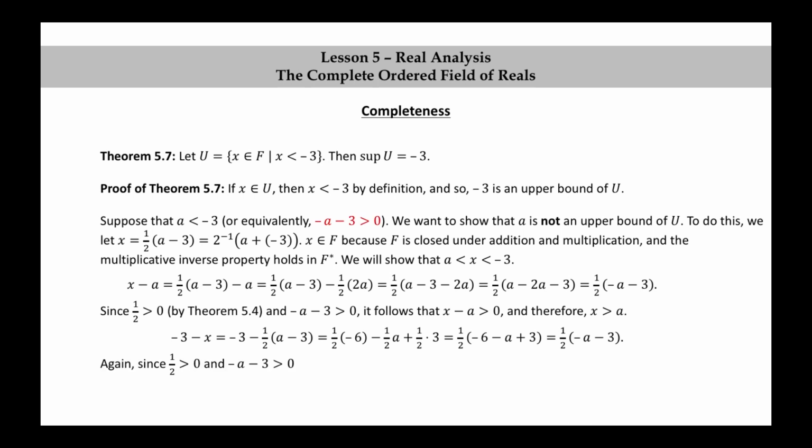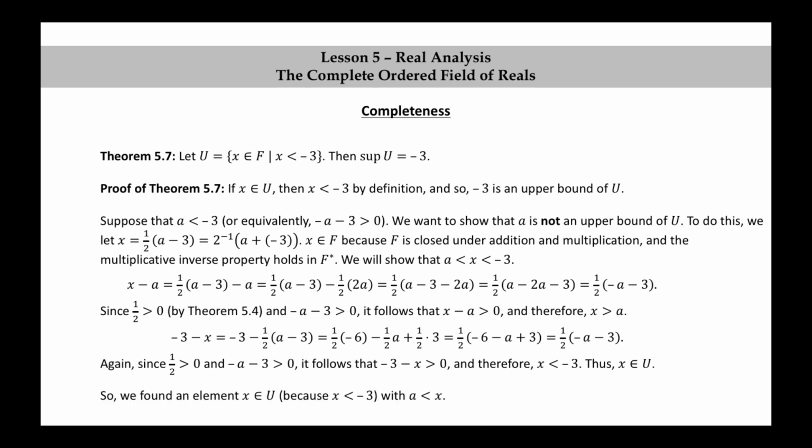And once again, since 1/2 is greater than 0 and -A minus 3 is greater than 0, it follows that -3 minus X is greater than 0. And therefore, X is less than -3. Thus, X is in the set U. So we found an element X in U, because X is less than -3, with A less than X. This shows that A is not an upper bound of U. It follows that -3 is the least upper bound of U, or the supremum of U.